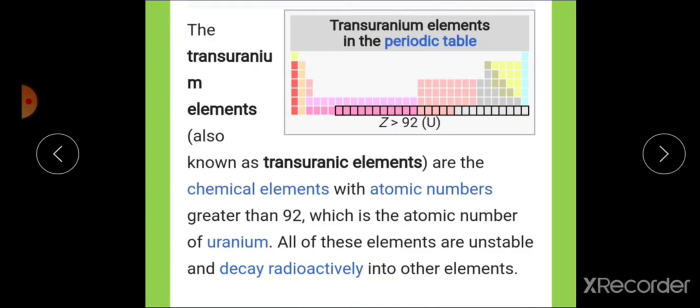Recently, elements from rutherfordium with atomic number 104 to atomic number 118, that is oganesson (Uuo) with atomic number 118, in the 6d series have also been considered as transuranic elements. All the transuranic elements are radioactive. A total of 26 transuranic elements have been identified or synthesized artificially.